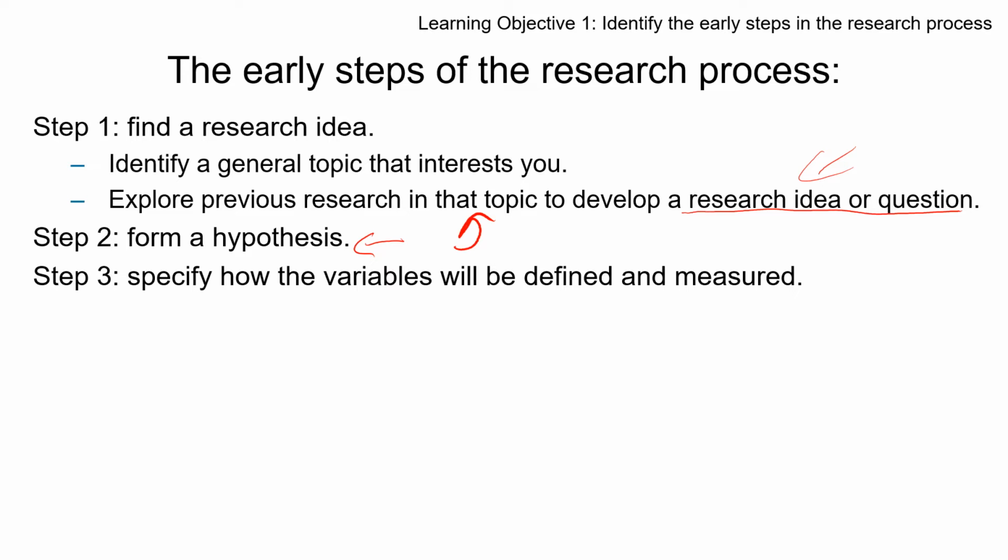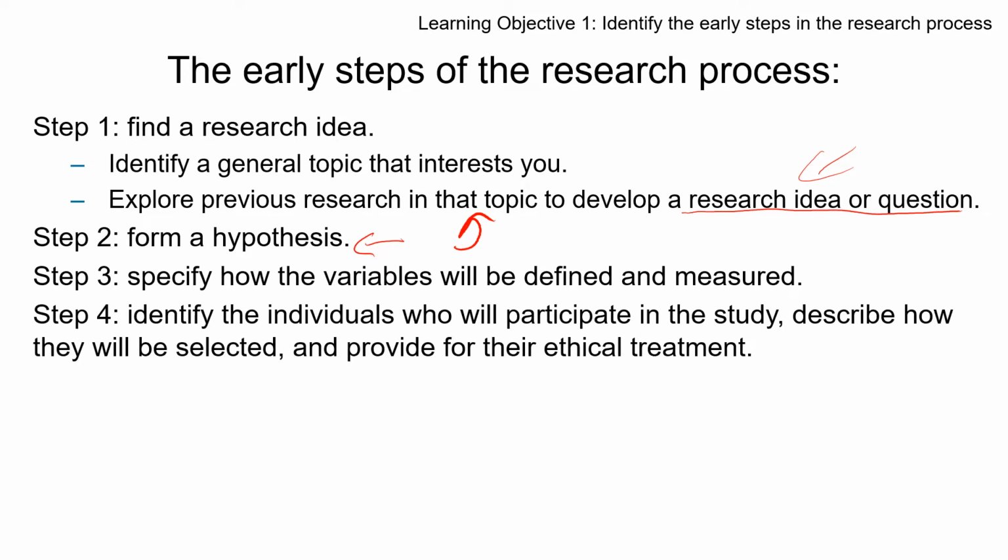What is loyalty? Is loyalty being there for someone? Is loyalty basically sticking through even despite adversity? Those are things that you have to basically define when you're in this third step. And finally, identify the individuals who participate in your study. That is very important because you want to generalize your research.